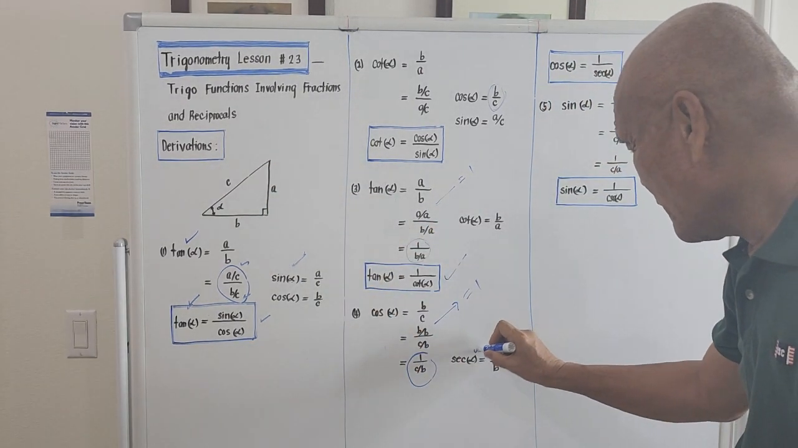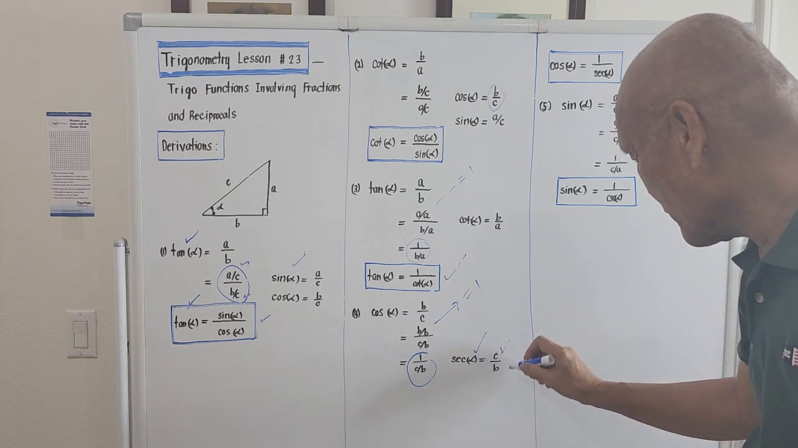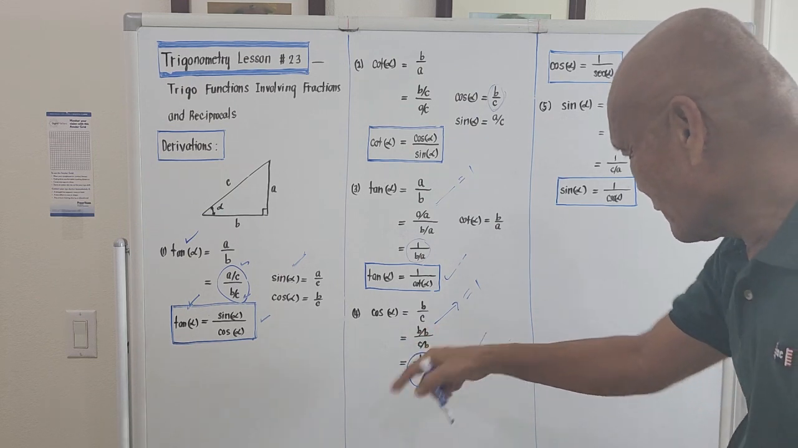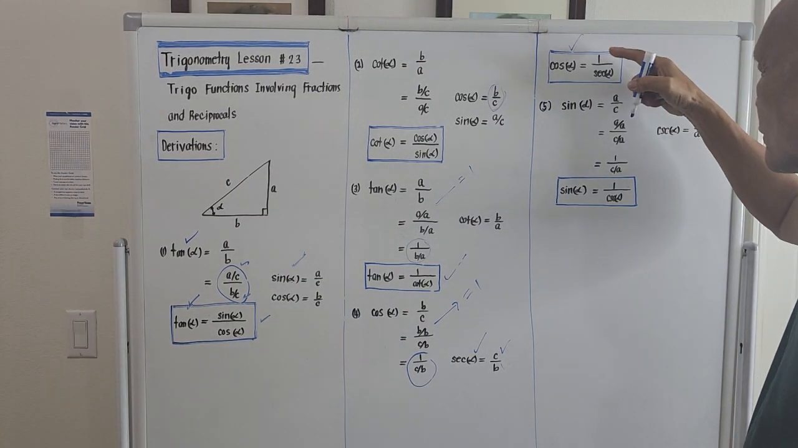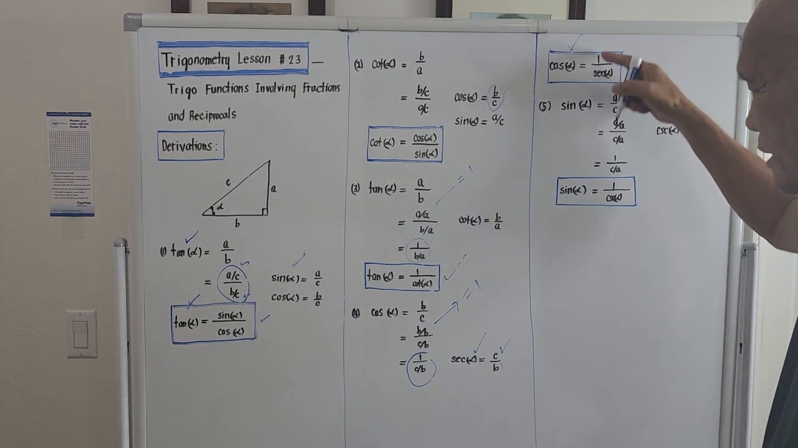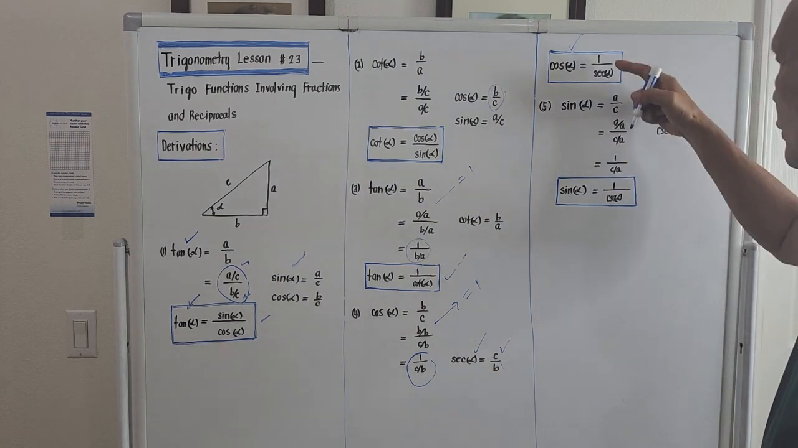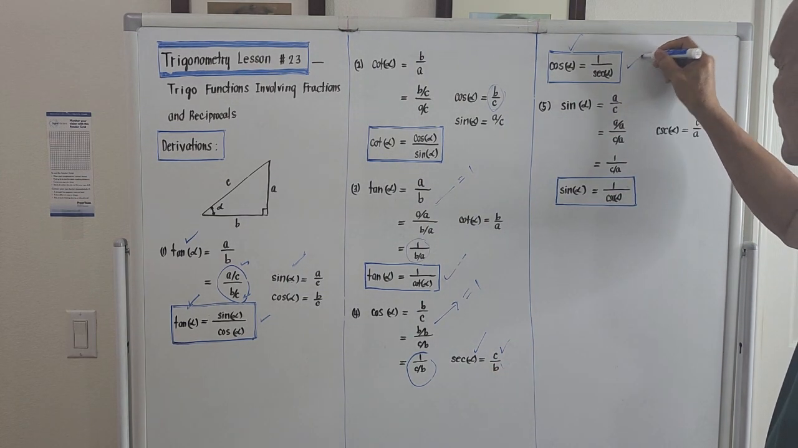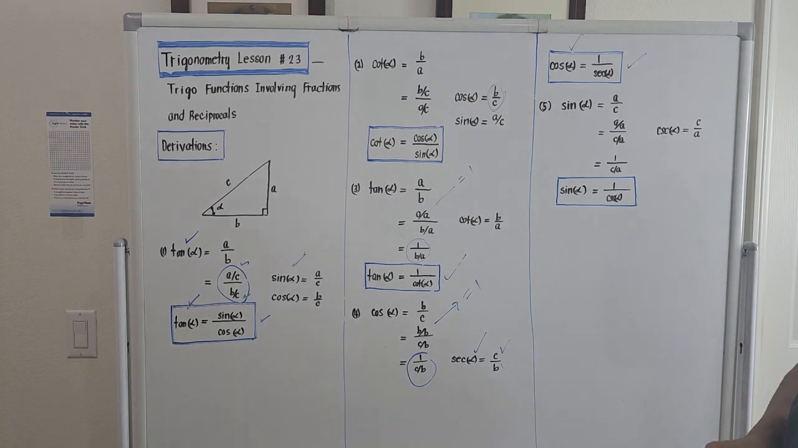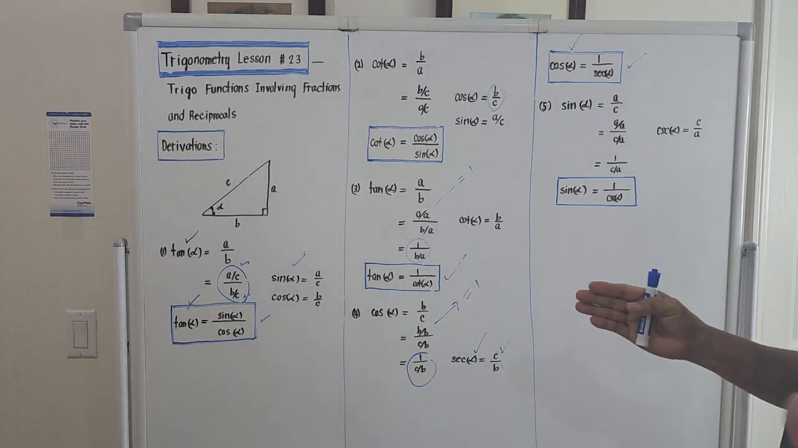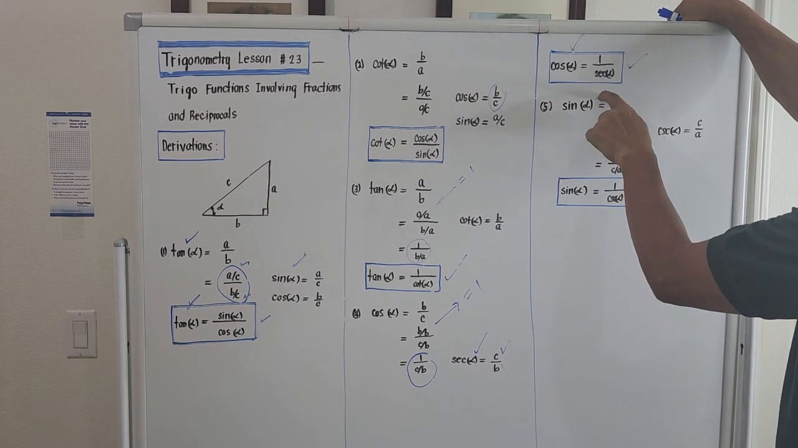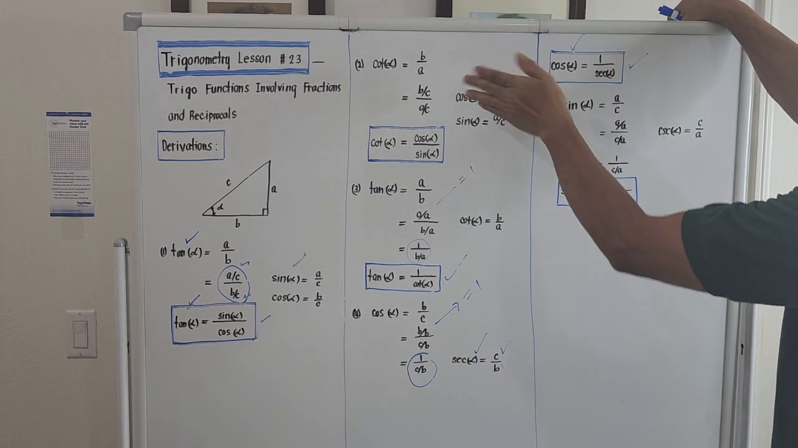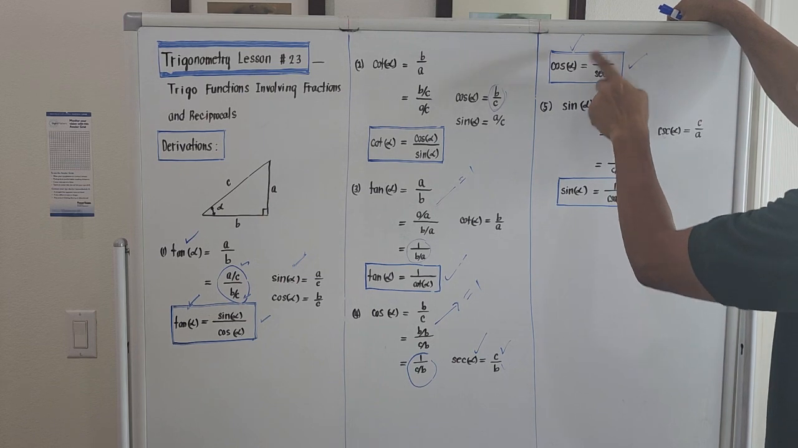Secant of alpha is the hypotenuse over adjacent. So in general now, cosine of alpha will be 1 over secant of alpha. Okay, cosine and secant are reciprocal functions. Meaning cosine of alpha is 1 over secant of alpha, or if we interchange, secant of alpha will be 1 over cosine of alpha.